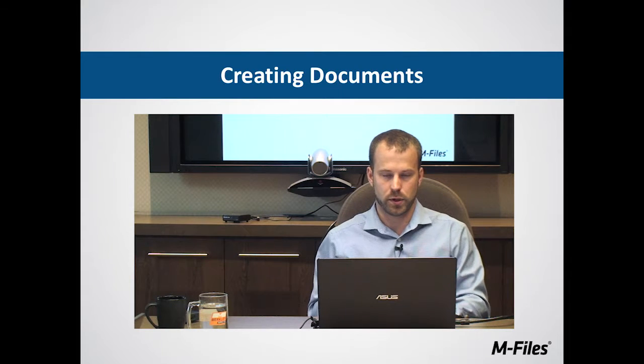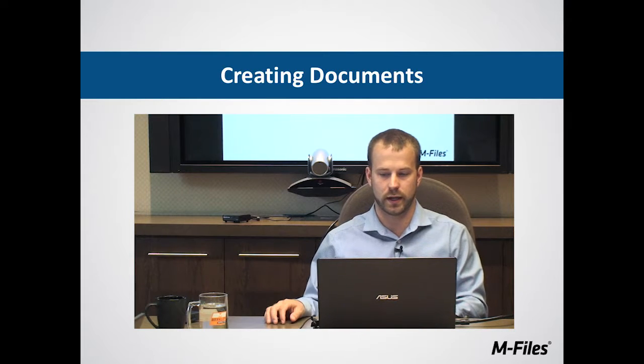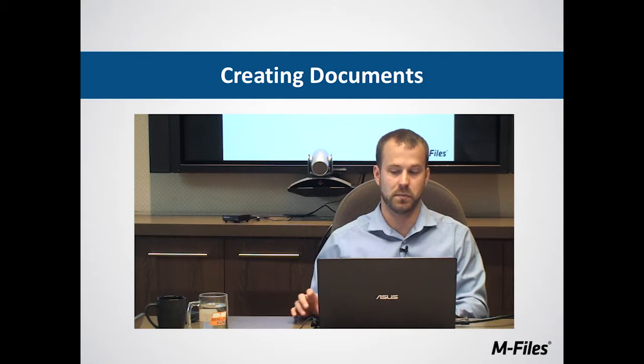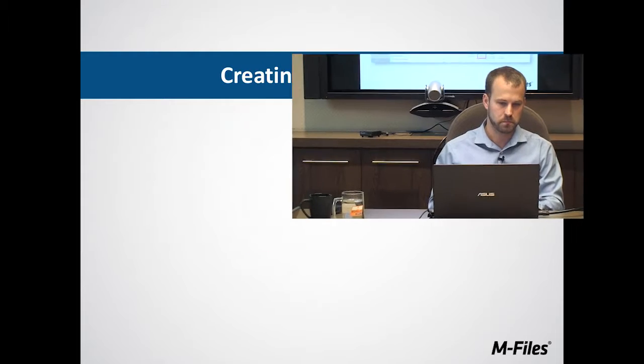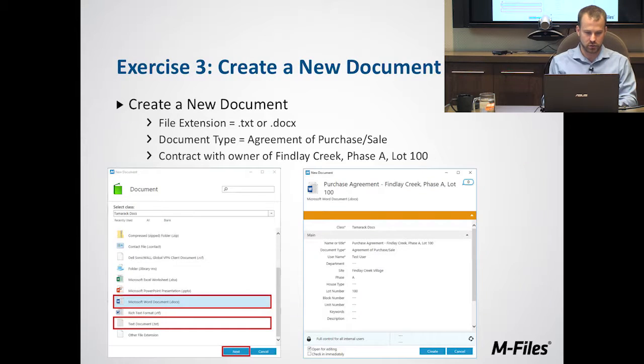So we reviewed how we're going to save existing documents into M-Files. So now we'll take a look at how we create documents from M-Files. To do this, it's very similar to creating a new time-off request, except this time you'd be going to the New tab at the home screen and selecting a document rather than time-off request. And with this, you'll be brought to this first window where you select what type of document it is that you want to create.